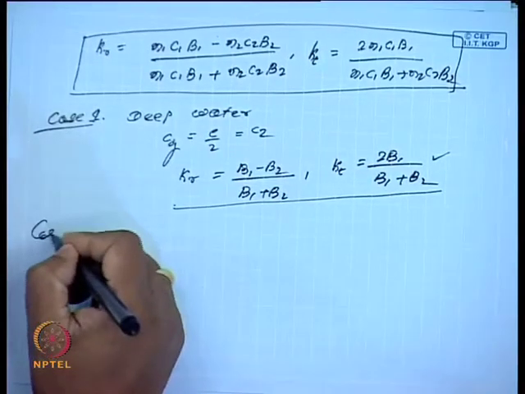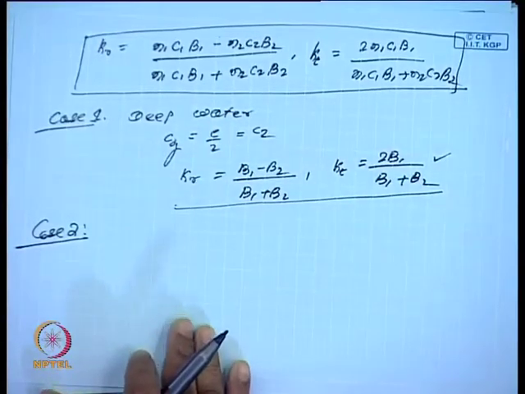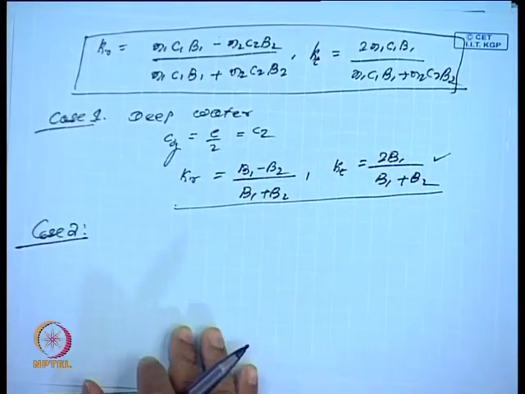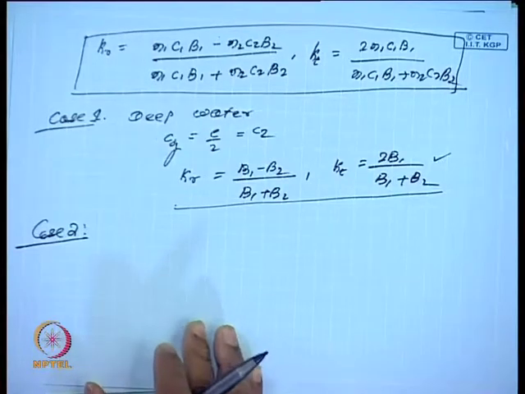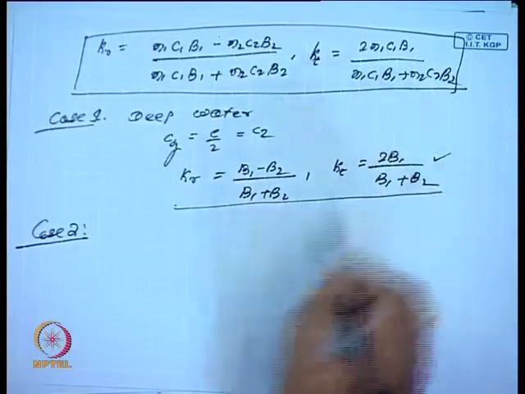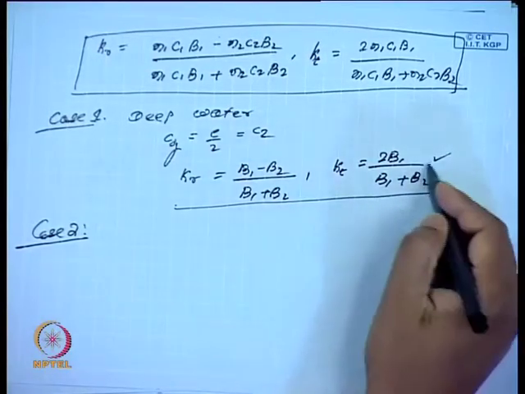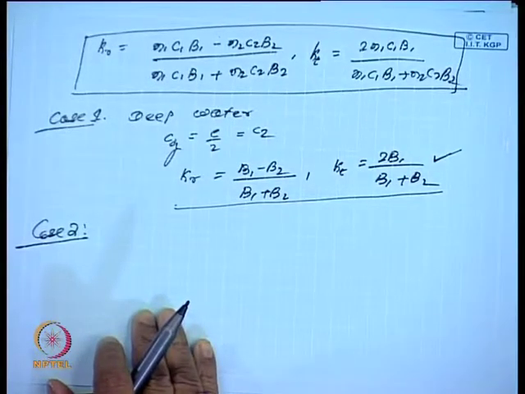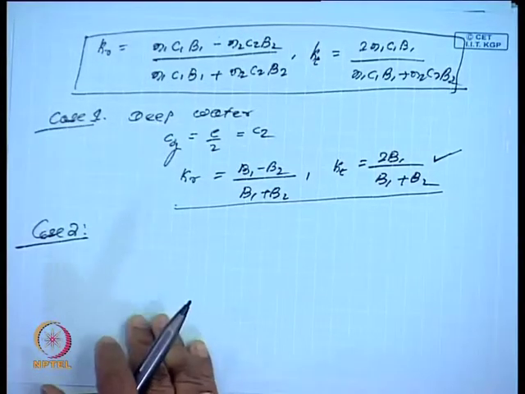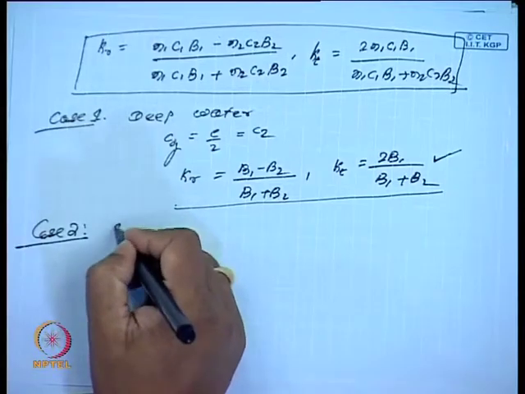Another case, let us say case 2. Here this side it is 2 B1, because when the wave is reflected, physically one incident wave and one reflected wave superpose, and a standing wave is generated, and that standing wave amplitude becomes this. As we have seen in my previous lecture, standing waves will be generated once two waves superpose each other. Now, if we go to case 2, that is shallow water.